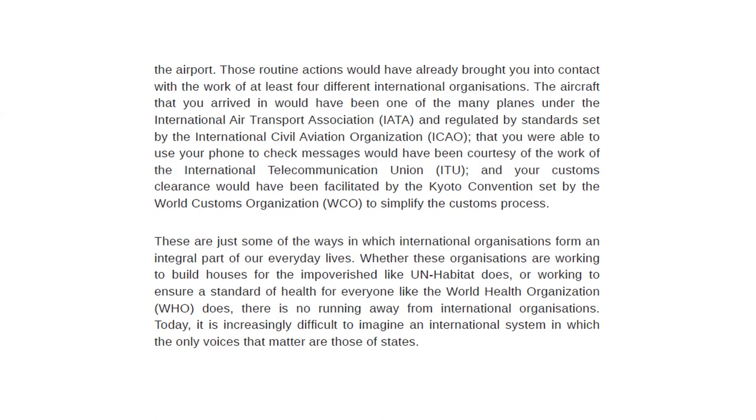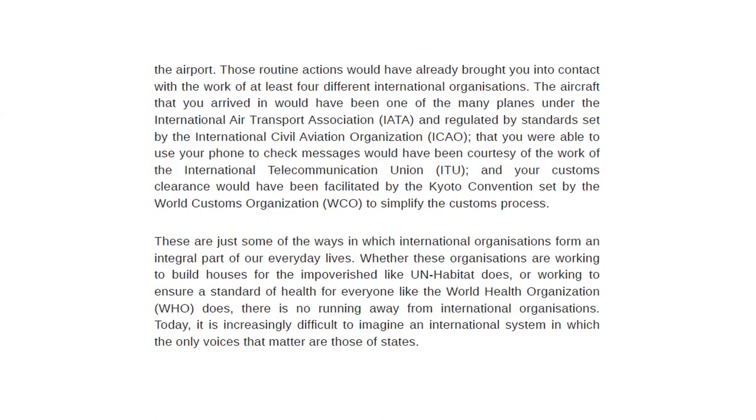All right, so finishing off this page, these are just some of the ways in which international organizations form an integral or central part of our everyday lives. Whether these organizations are working to build houses for the impoverished, which means poor, like UN Habitat does, or working to ensure a standard of health for everyone, like the World Health Organization, WHO, who most people know about, there is no running away from the international organizations. Today, it is increasingly difficult to imagine an international system in which the only voices that matter are those of states.